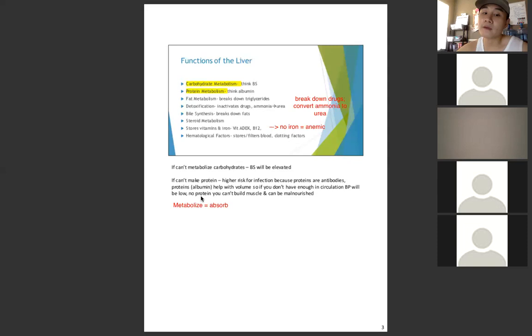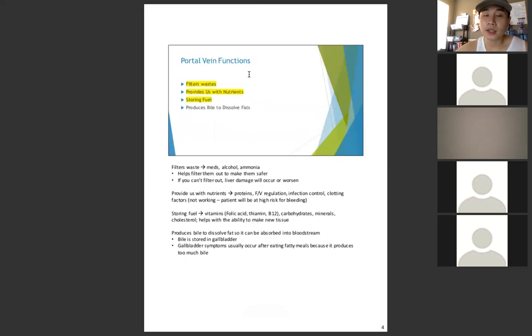And then if we have no protein, you can't build muscle and can be malnourished, and metabolize equal absorption. All right, so what is portal veins? Portal veins is a vein that delivers blood to the liver.